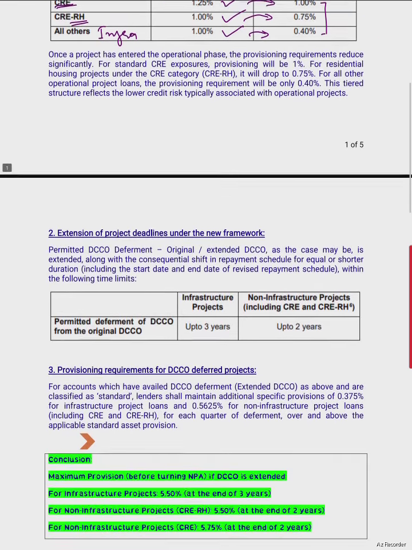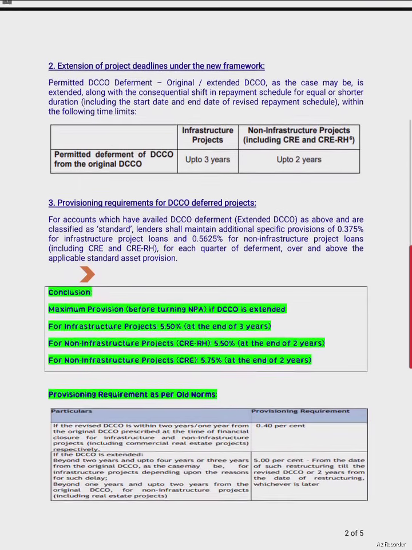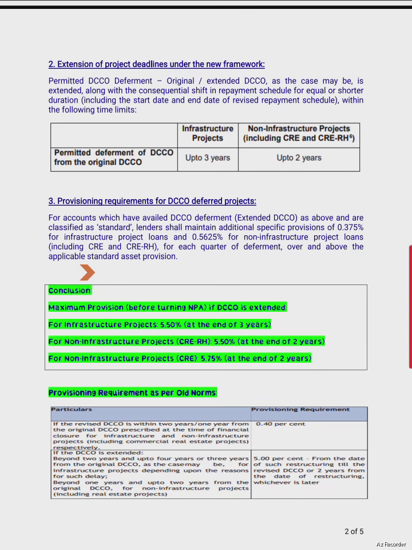Point number 2, the major highlight, says that there is an extension of the project. In the earlier norms for infrastructure projects, a DCCO extension was allowed up to 2 years, with the asset classified as standard, and a further 2 years were given when there was a court case. So in total, 4 years were there.